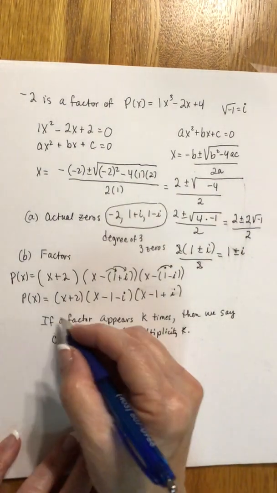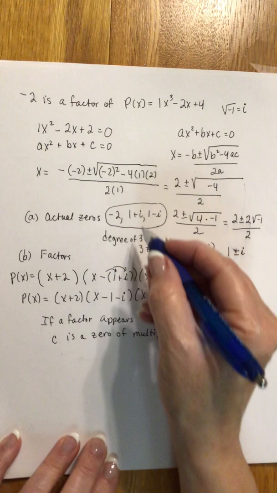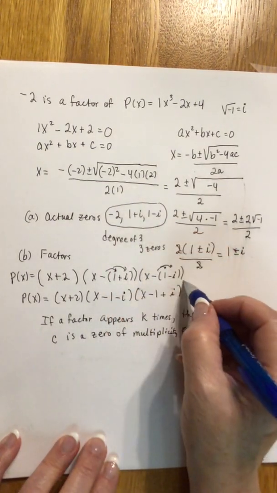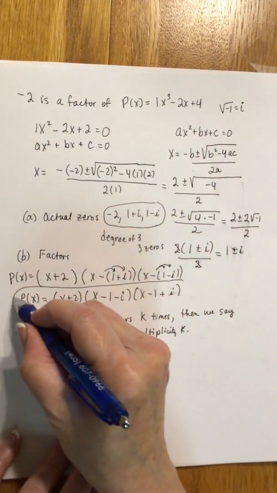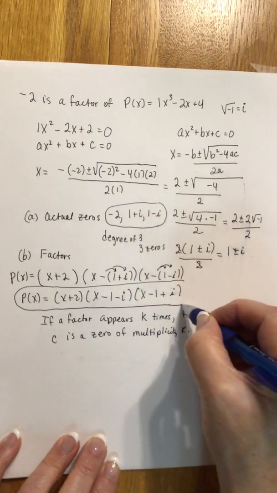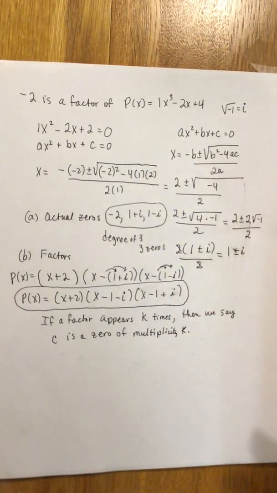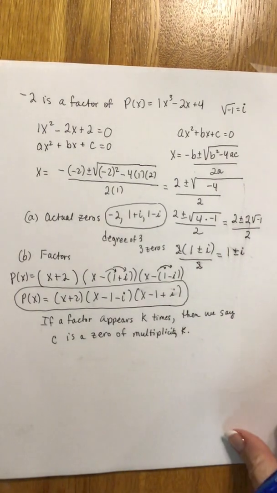So this would be the factorization, which we were looking for, and this would be the actual. So we'd probably want to circle this. Okay, we're going to try another example.